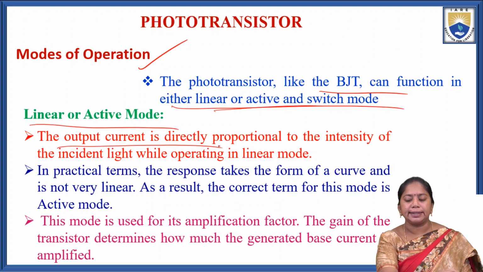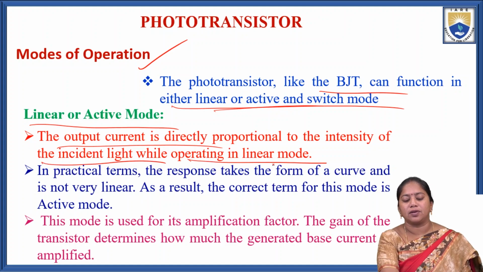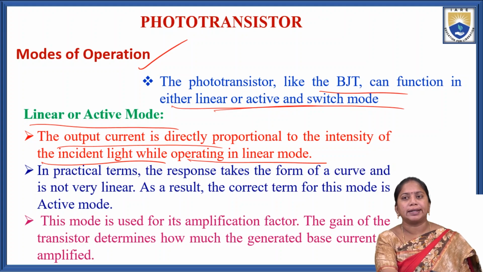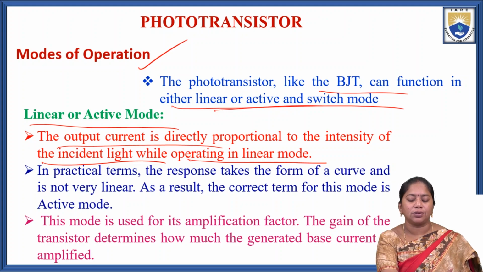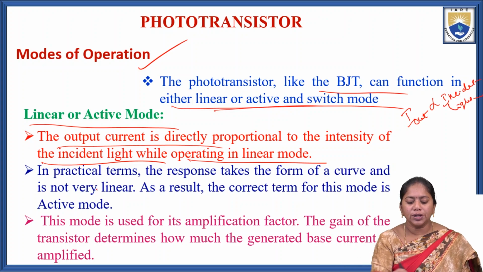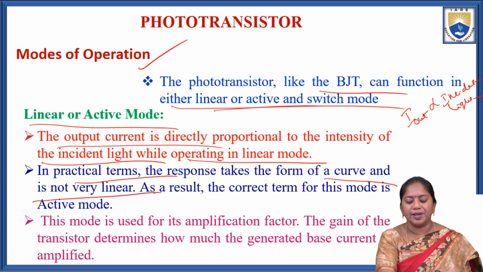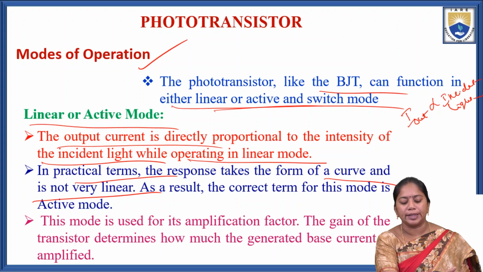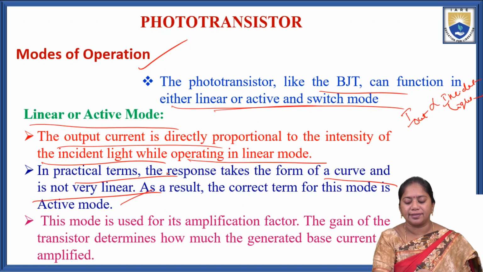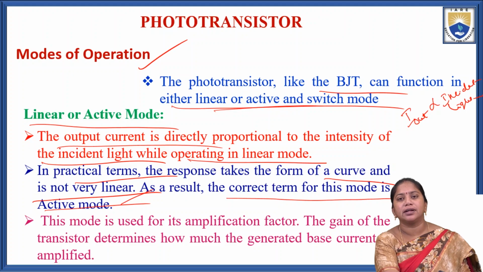The output current is directly proportional to the intensity of the incident light while operating in linear mode. In practical terms, the response takes the form of a curve and is not very linear. As a result, the correct term for this mode is the active mode.